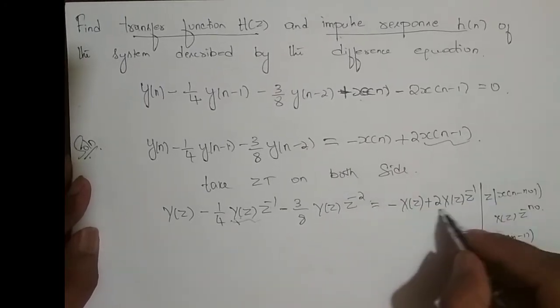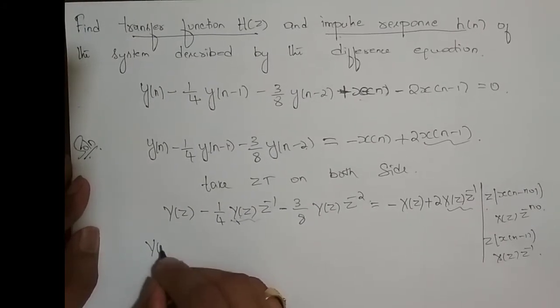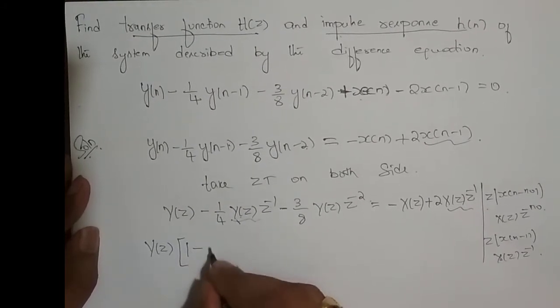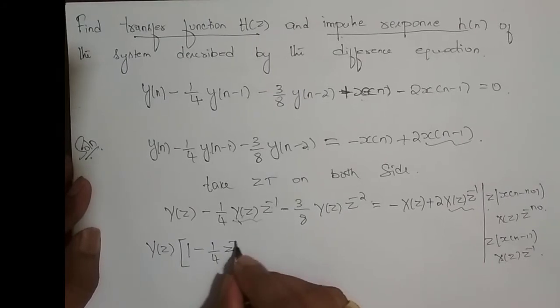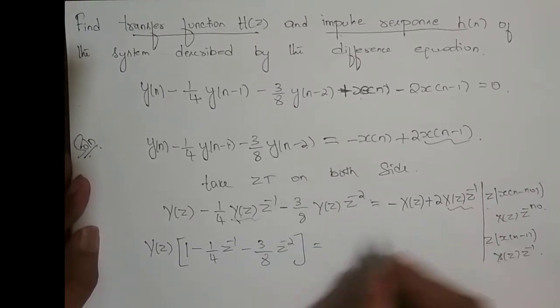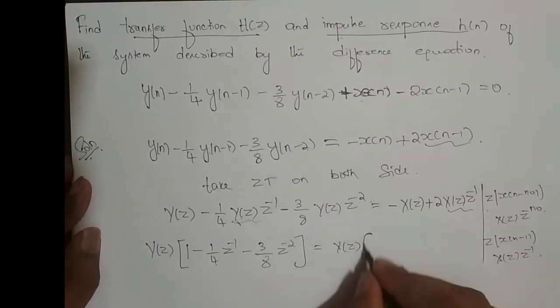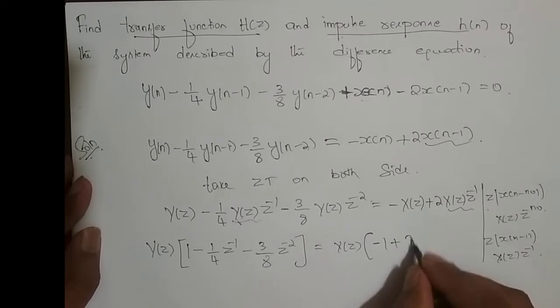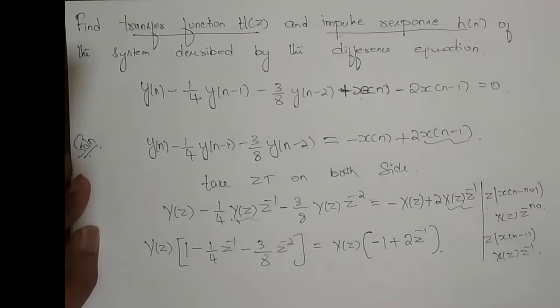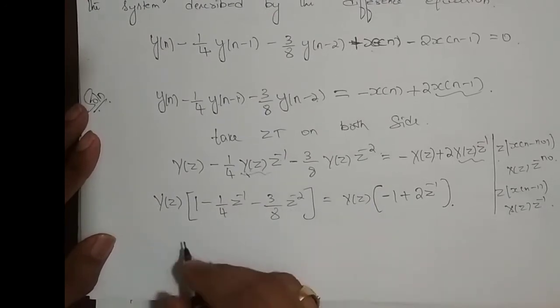Again time shift property. So now I'll take Y(z) common. Y(z) into 1 minus 1/4 z power minus 1 minus 3/8 z power minus 2. In the right hand side I take X(z) common. So if I take X(z) common, what do I end up with? Minus 1 plus 2 into z power minus 1, right?